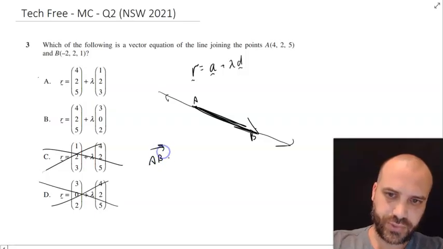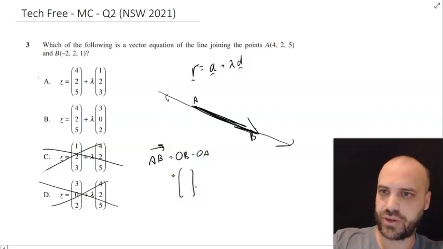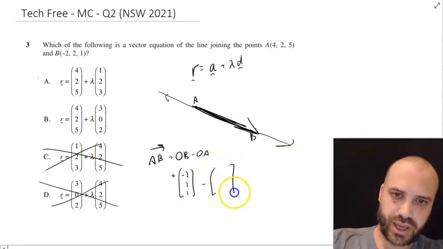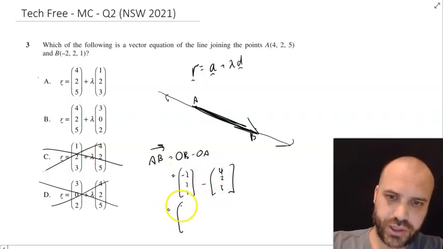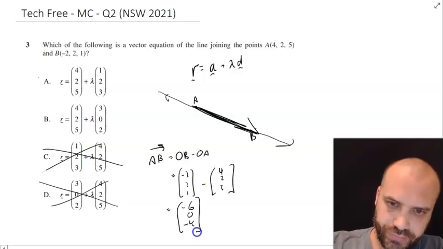All right, we know that vector AB is equal to OB minus OA, and OB is equal to (-2, 2, 1), and OA is equal to (4, 2, 5). Now we solve that and we get negative 2 minus 4 is negative 6, 2 minus 2 is 0, and 1 minus 5 is negative 4.